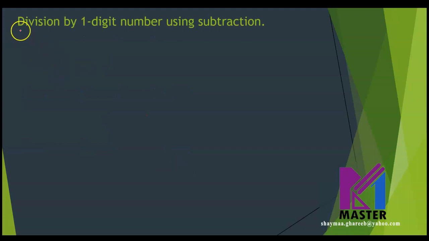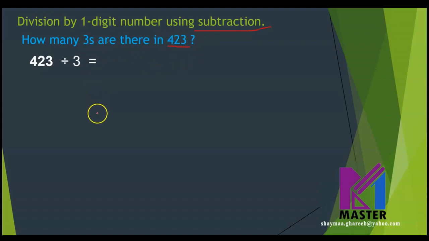Now let's see how we can divide by one-digit number using subtraction method. So the subtraction method depends on this concept here. How many 3's are there in 423? Which means divide the 423 by 3 and start to subtract, or start to take 3's from the 423 and find out how many 3's you can find in the 423.